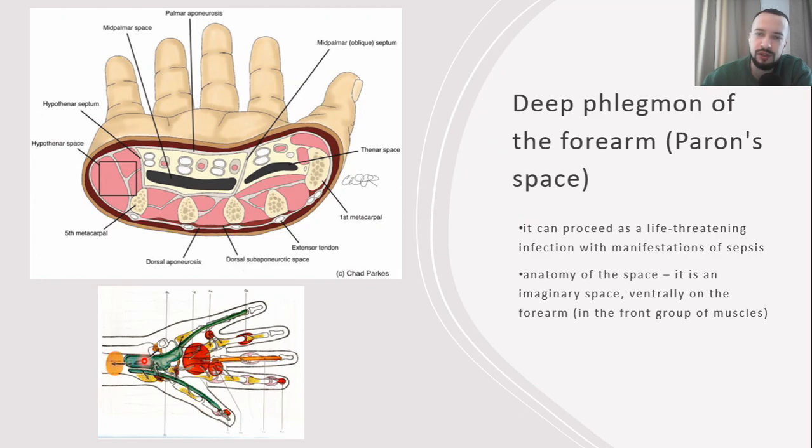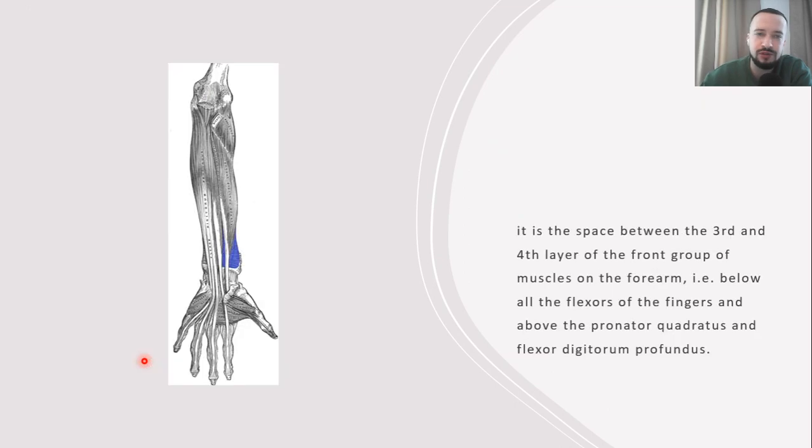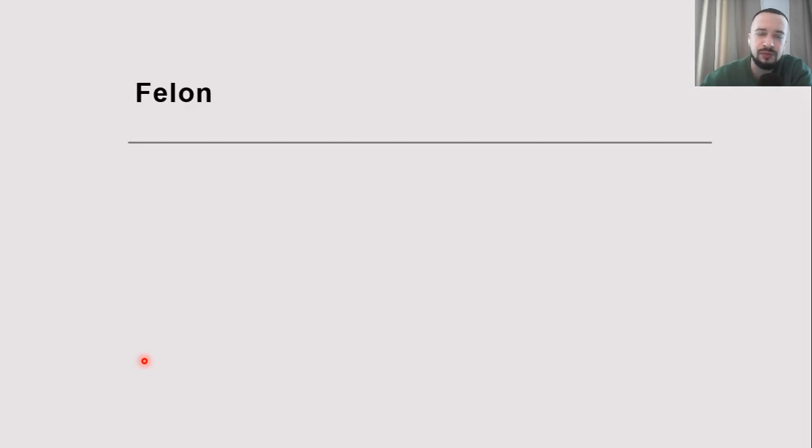Purulent space. It can proceed as a life-threatening infection with manifestation of sepsis. Anatomy of the space: it is an imaginary space ventrally on the forearm in the front group of muscles. It is the space between the third and fourth layer of the front group of muscles on the forearm, below all the flexors of the fingers and above the pronator quadratus and flexor digitorum profundus.